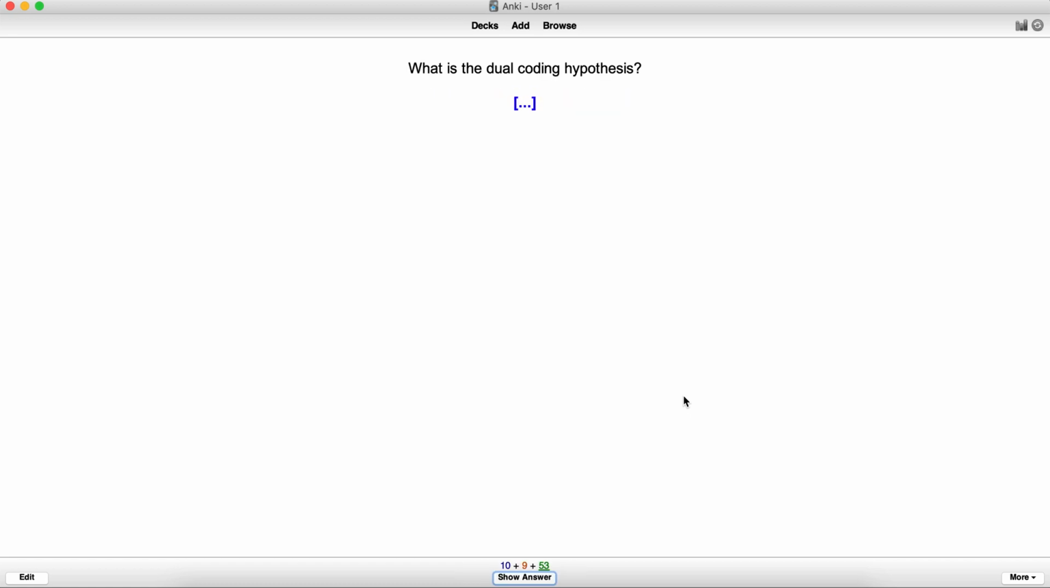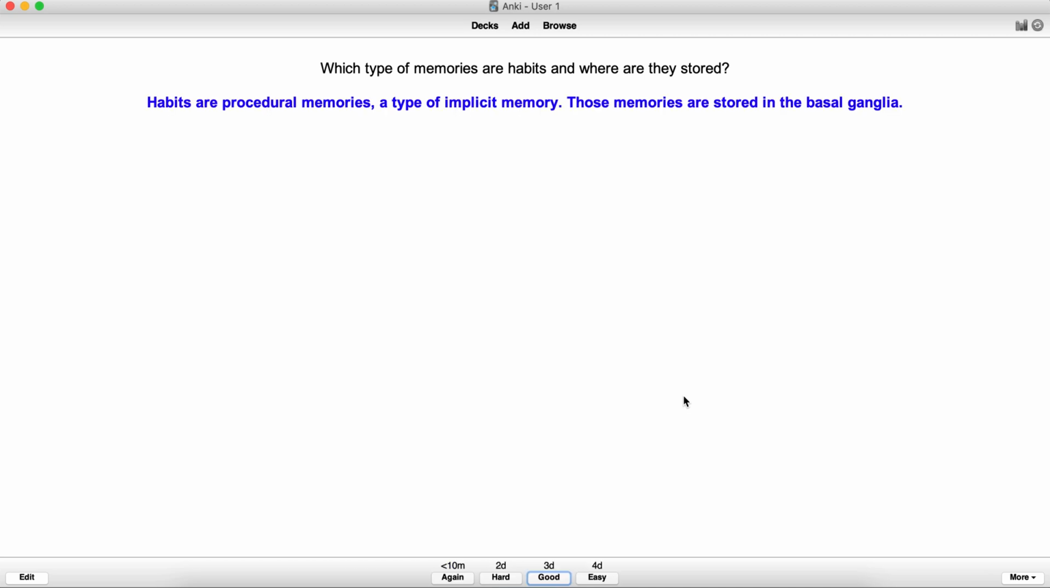Dual coding hypothesis states that it's easier to learn a word associated with an image rather than each one alone. Linguistic determinism: language dictates thoughts. Weak linguistic determinism, which is relativism, and strong linguistic determinism, which is the Whorfian hypothesis. Which types of memories or habits are implicit memory? Procedural memory, stored in the basal ganglia.